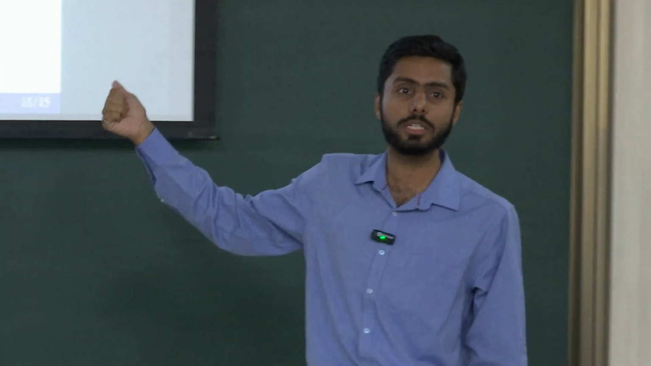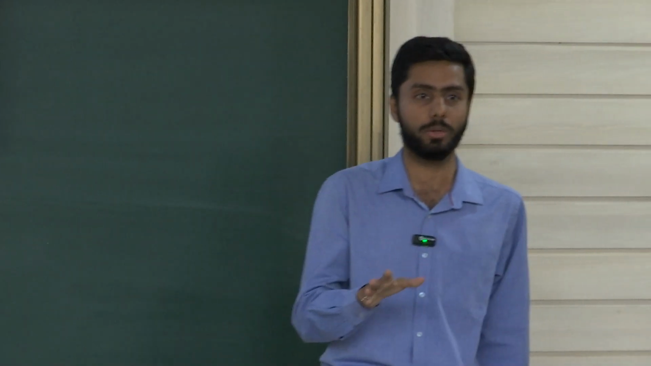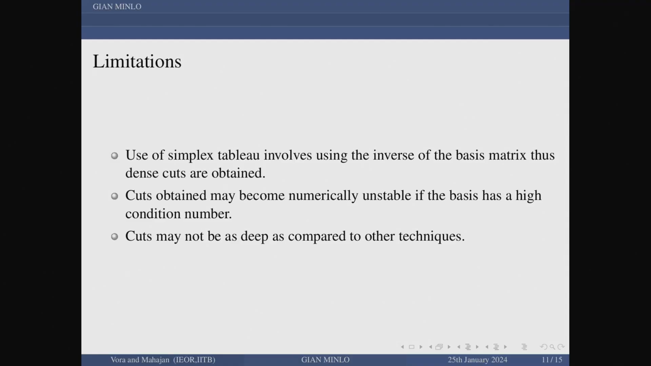But there are of course some limitations. One is, we are using the simplex tableau, which means that we are using a B inverse, which will generate very dense cuts, because B inverse may have many more non-zeros. So these cuts are actually very dense. Also, if the condition number of the basis is high, then your inverse will have bad numerical properties, and your cuts will also not be good. So you want some nice problem in that sense. And another thing is that these cuts may not be as deep as other techniques that have been discussed.